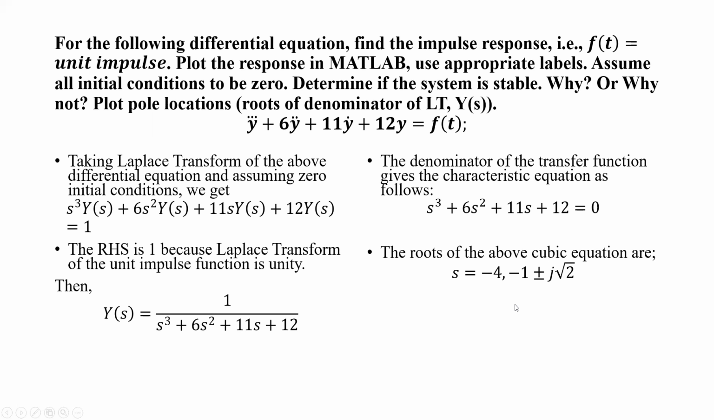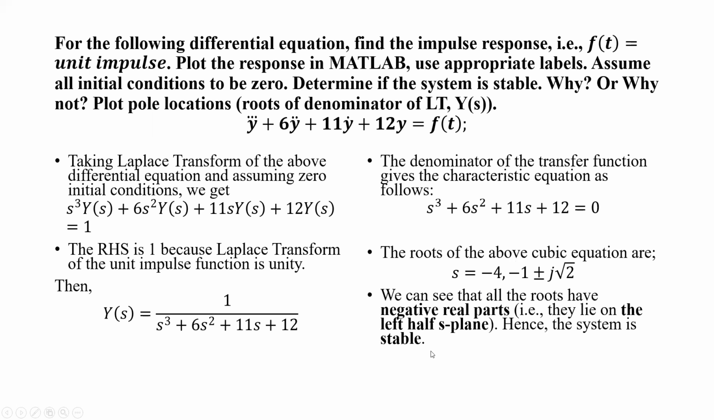This equation has roots: one is -4 and the other ones are -1 plus j root 2 and -1 minus j root 2. So there are a total of 3 roots. These 2 roots are complex conjugate roots and one is a real root. We can see that all roots have negative real parts, right? All 3 roots have negative real parts. They lie in the left half of the s-plane. So we can say that the system is stable.